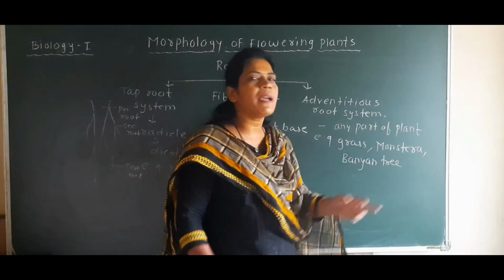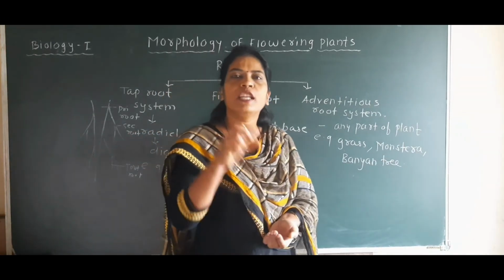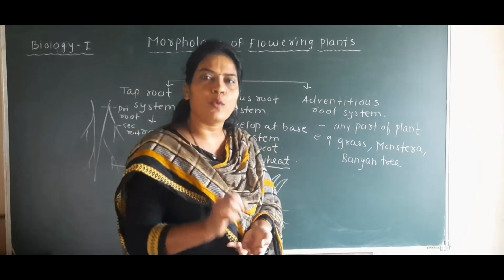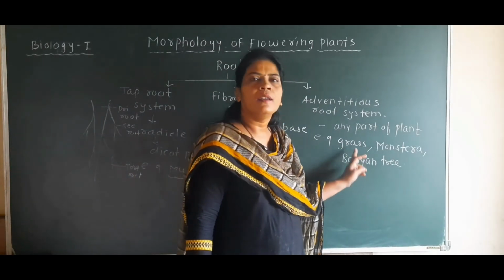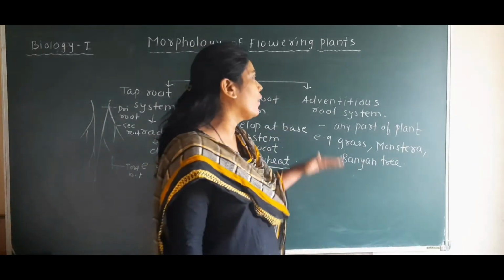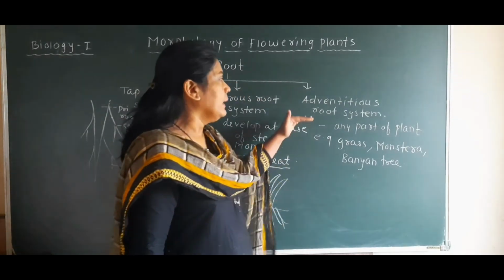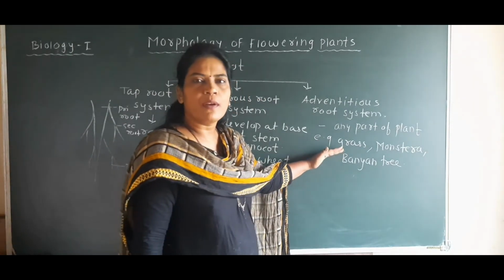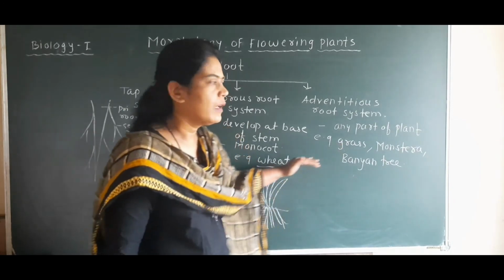But the monstera plant is different. It is one of the ornamental plants. The leaves of the monstera have holes, but it does not have a Marathi name. That's why grass, monstera and the banyan tree are the three examples of this adventitious root system. This root system develops not from the radical but from any part of the plant.